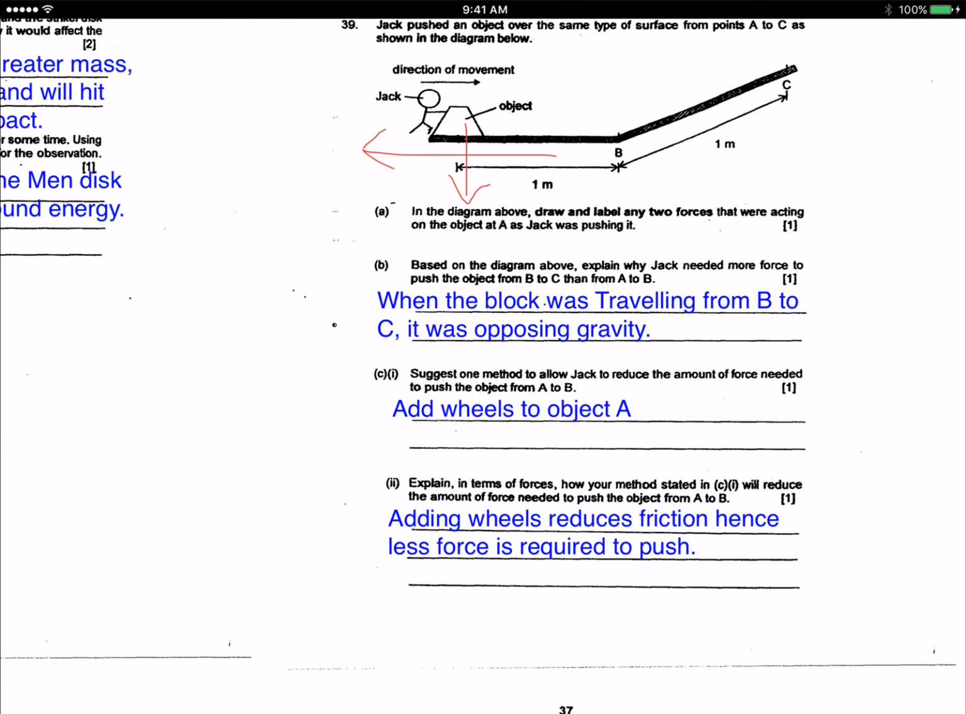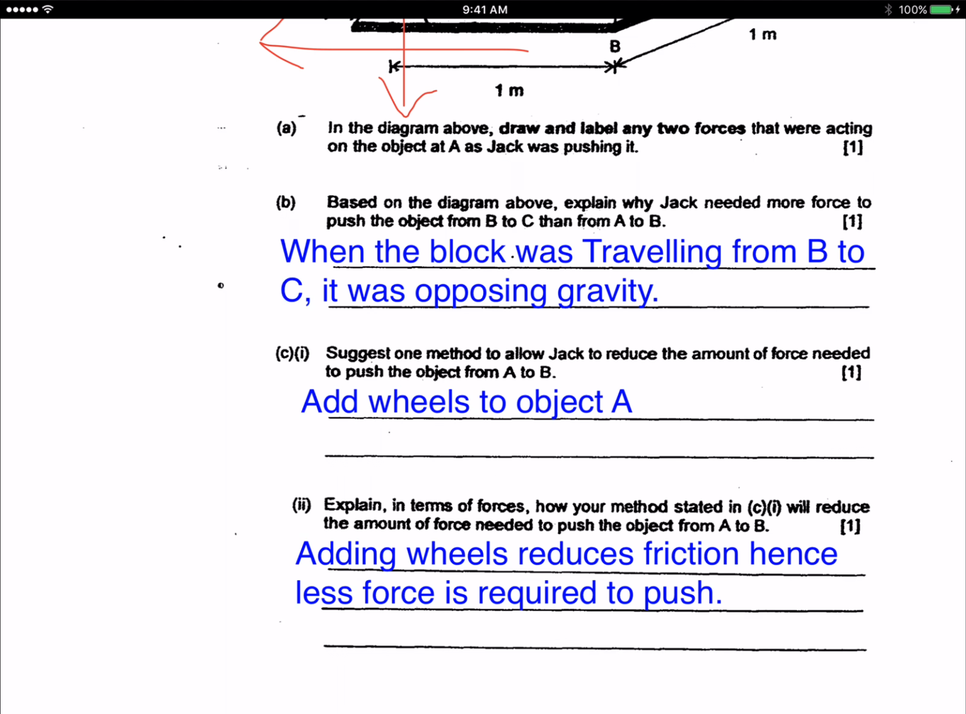Next part. Explain in terms of forces how your method will reduce the amount of force. Adding wheels reduces friction. If you say lubricant, also the same thing, reduce friction. What else can you do? Ball bearings, right? All these will reduce friction. When you reduce friction, less force is required to push the thing. That's the idea, to reduce friction between the object and the surface.